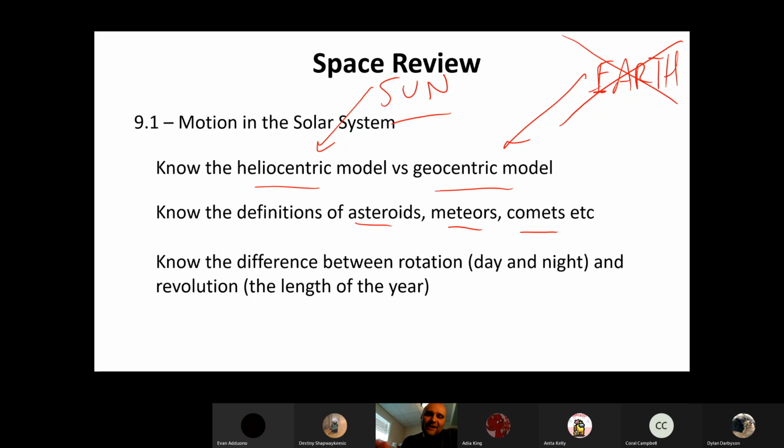Then the latter part of this section talked about rotation of a planet and sort of what that leads to, you know, day and night, and also talked about revolution and talking about the length of a year. So essentially how these planets are moving, I guess, within the geocentric model.